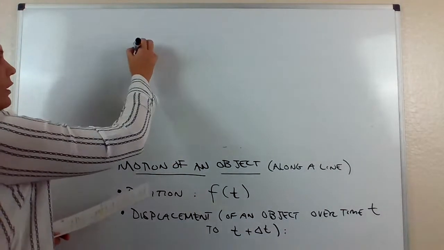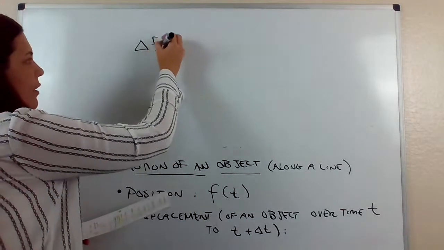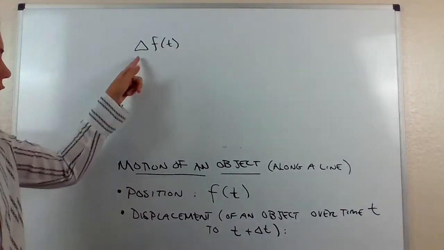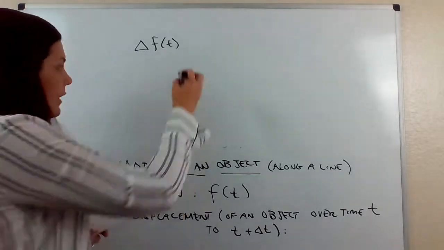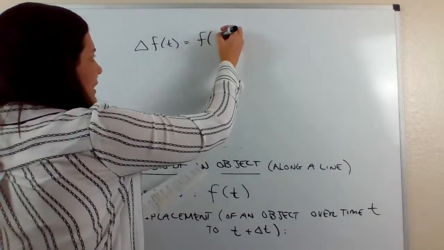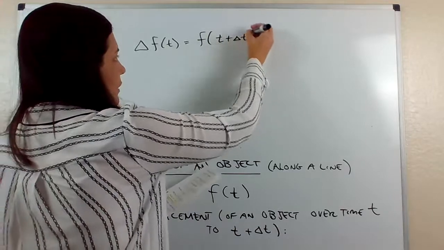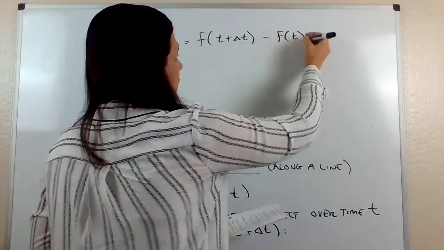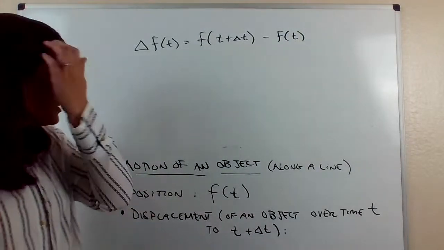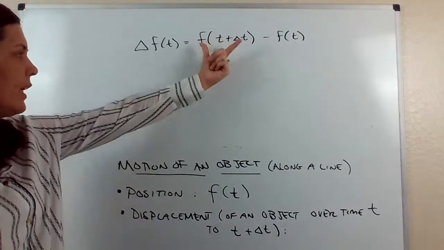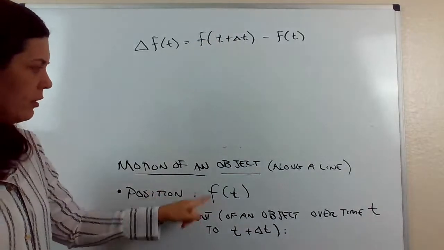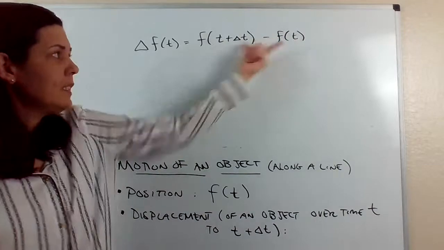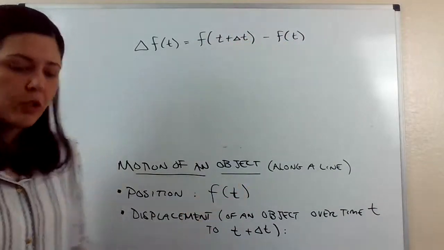So that displacement, you can say is the change in f, the change in the position. That's one way you can talk about displacement. And that's just f of t plus delta t, your ending position, minus your starting position. Hopefully that's pretty straightforward. If this represents position, this is where I'm stopping at, minus where I started at. This is the difference. So that's like what my object traveled.